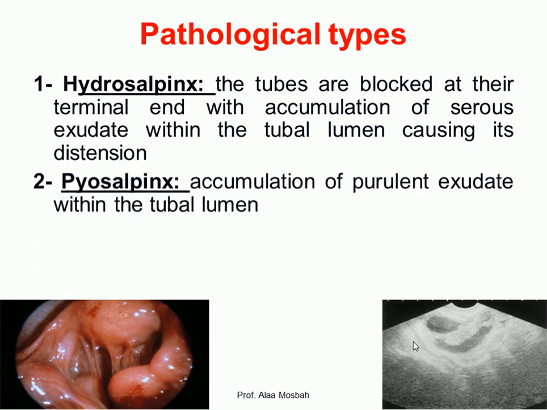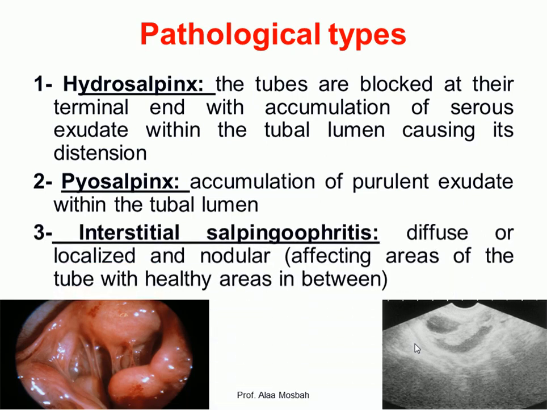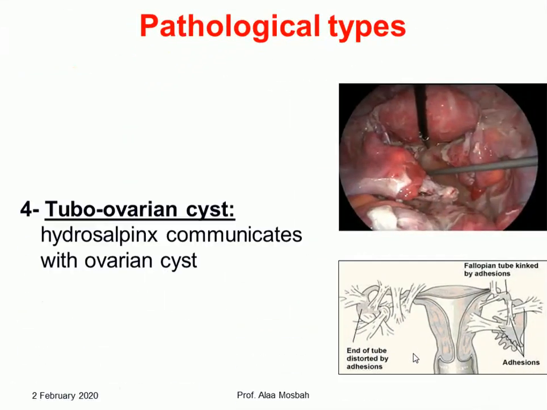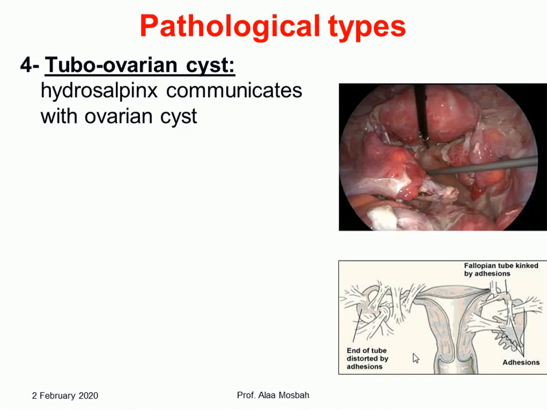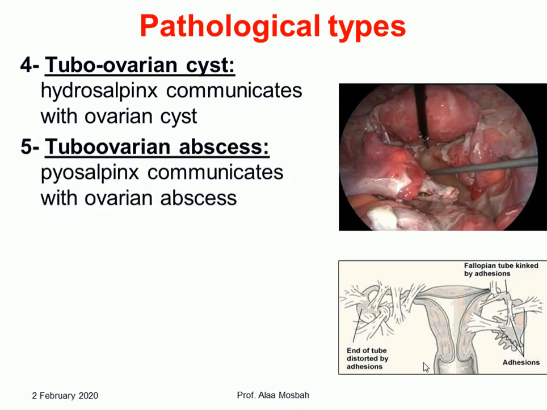Pyosalpinx, accumulation of purulent exudate within the tubal lumen. Interstitial salpingitis, diffuse or localized and nodular, affecting areas of the tube with healthy areas in between. Number 4, tubo-ovarian cyst, which is hydrosalpinx communicating with ovarian cyst, or tubo-ovarian abscess, pyosalpinx communicating with ovarian abscess, like this picture, tubo-ovarian abscess.